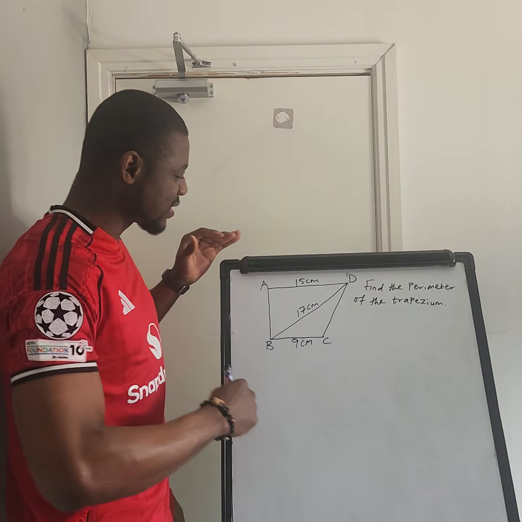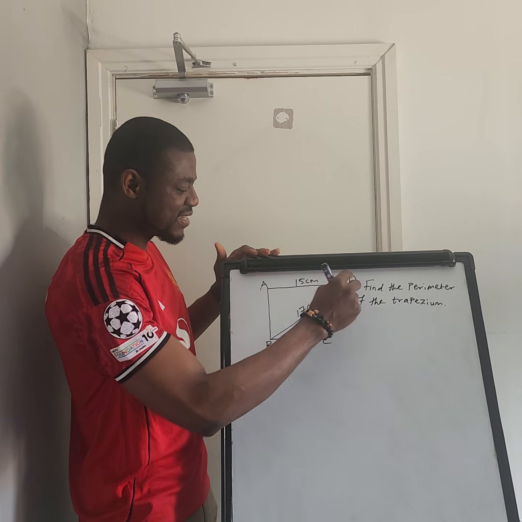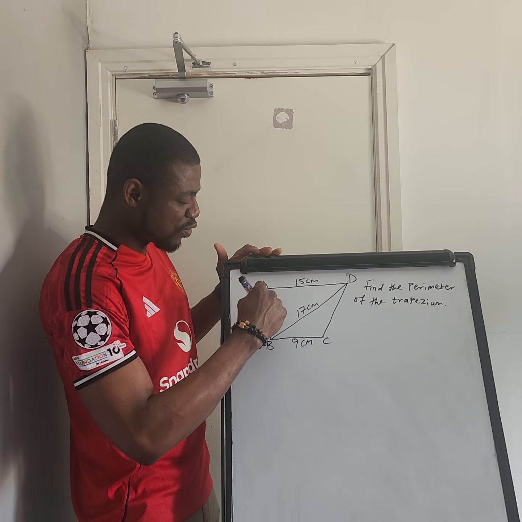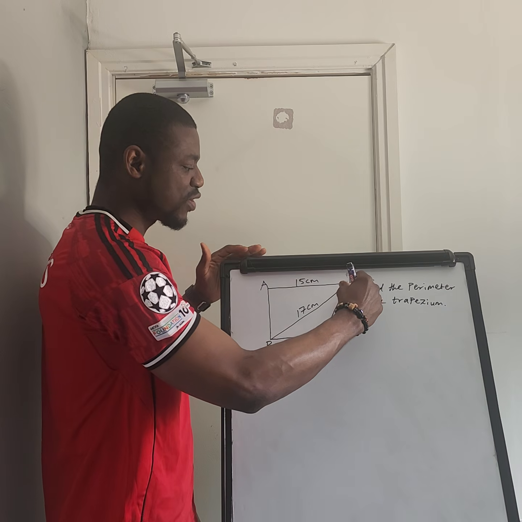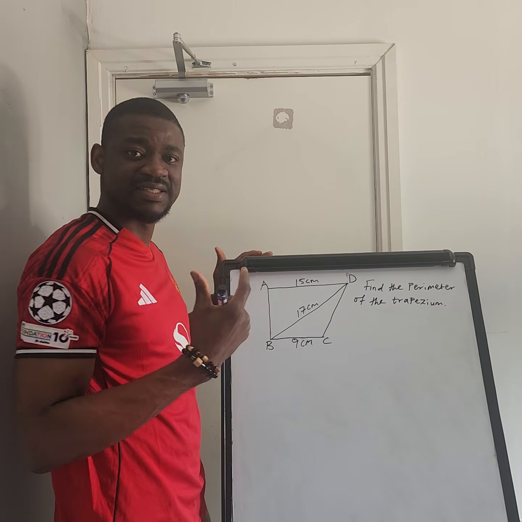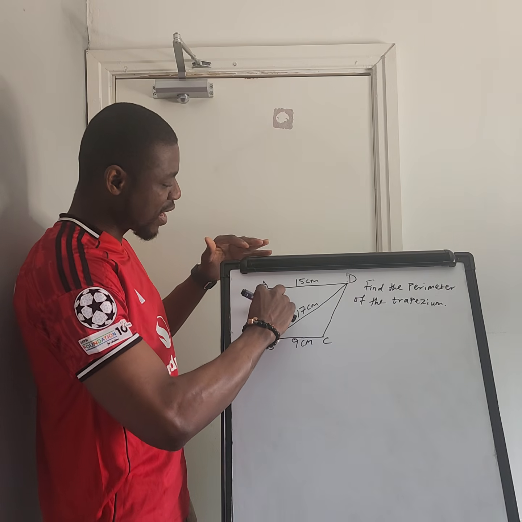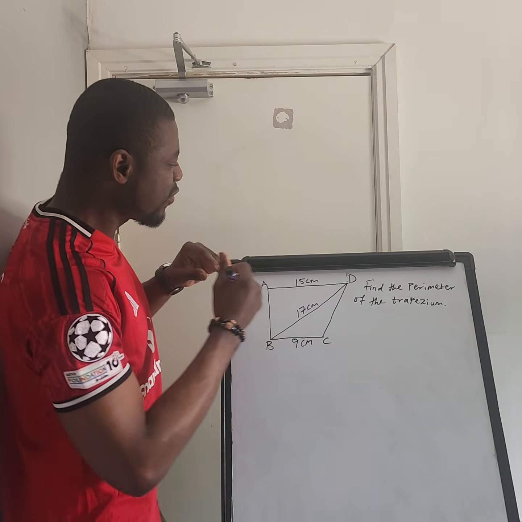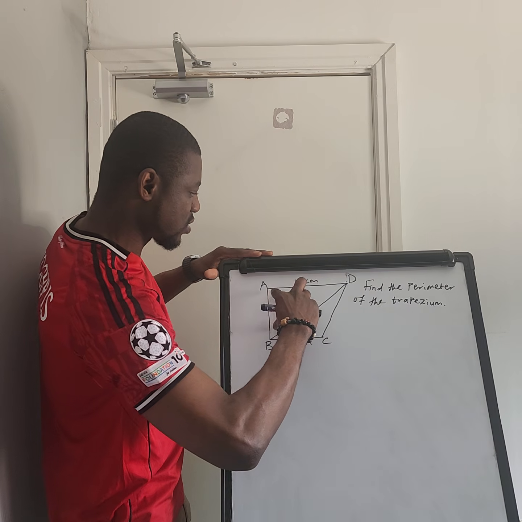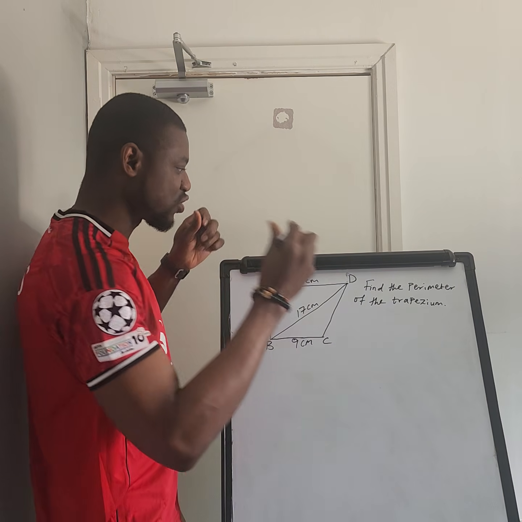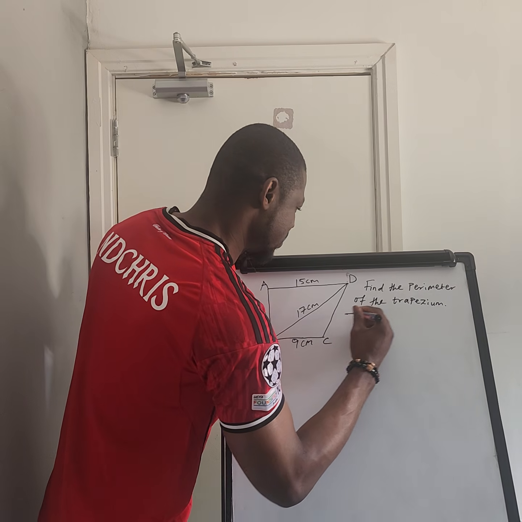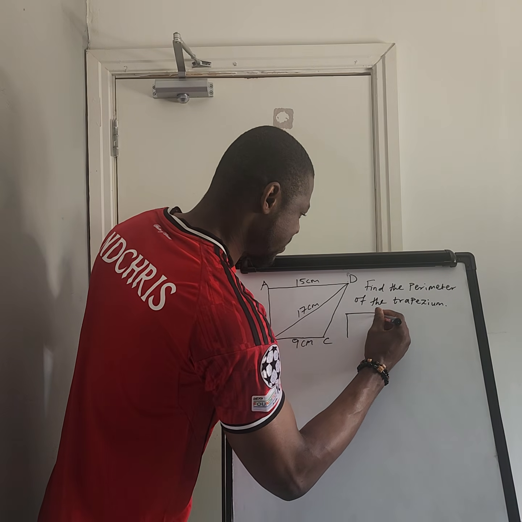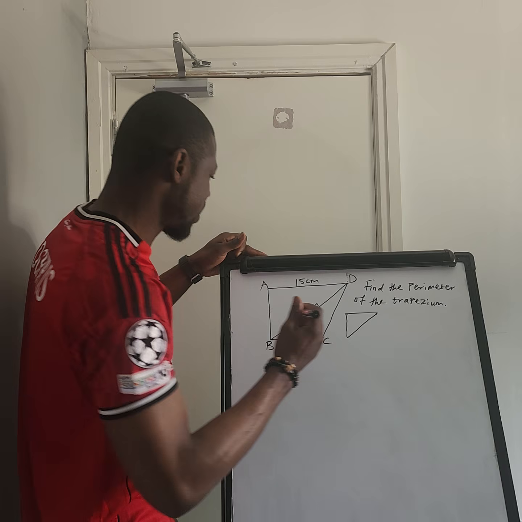But then you realize that we only know our AD and our BC. We don't know what AB is, neither do we know what DC is. So first of all, we have to find this side AB. Then you will agree with me that this triangle here is a right angle triangle. This is a right angle triangle.